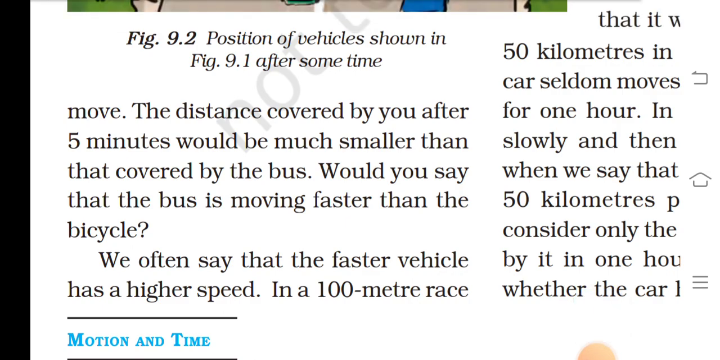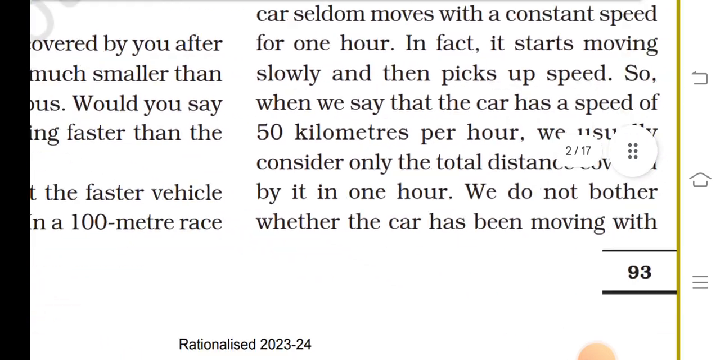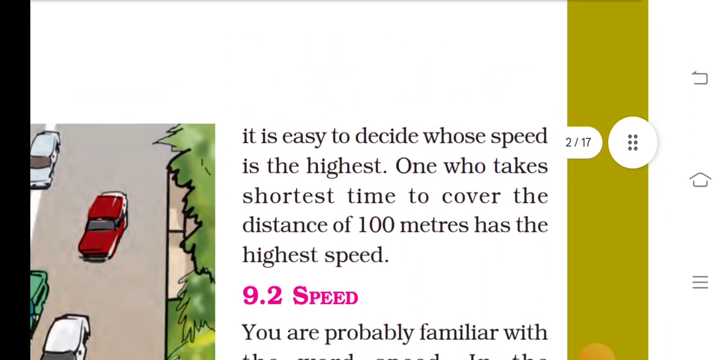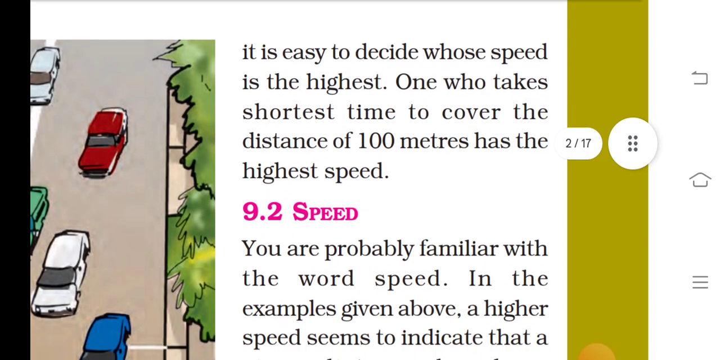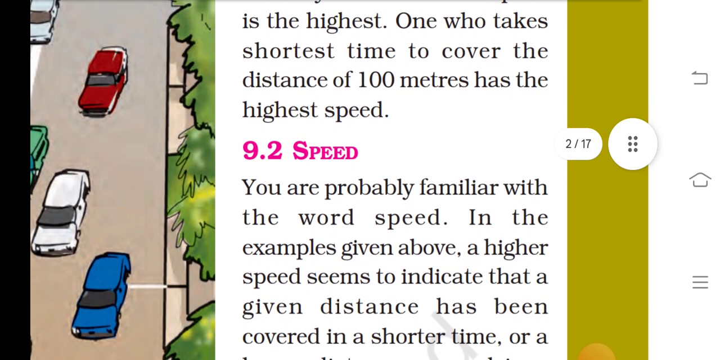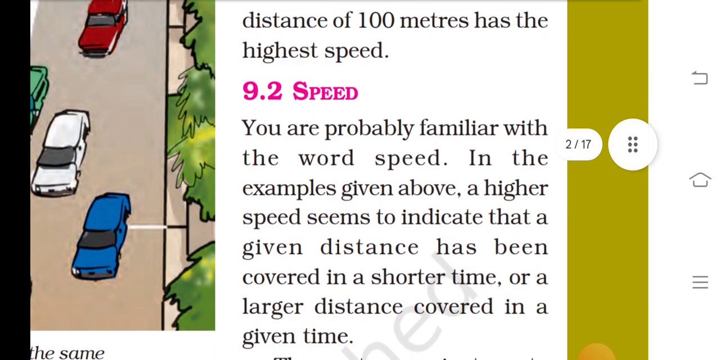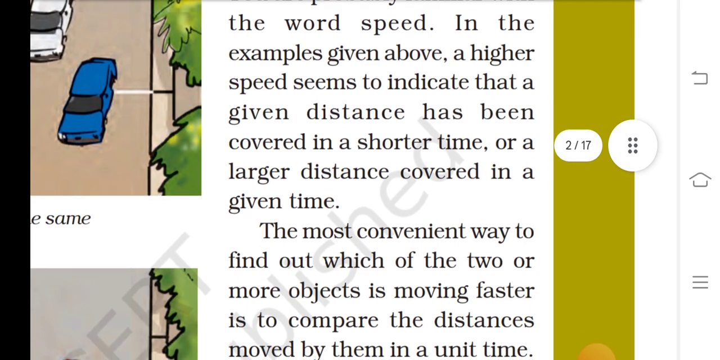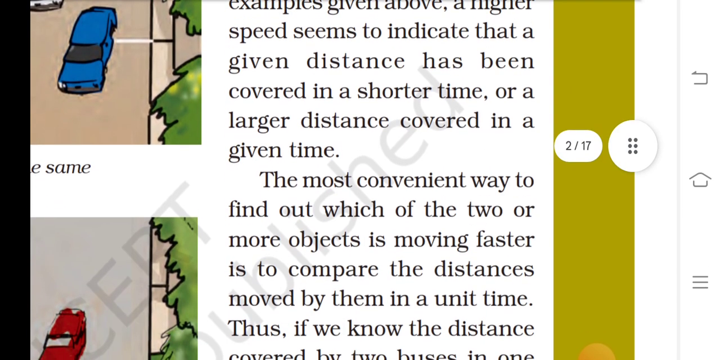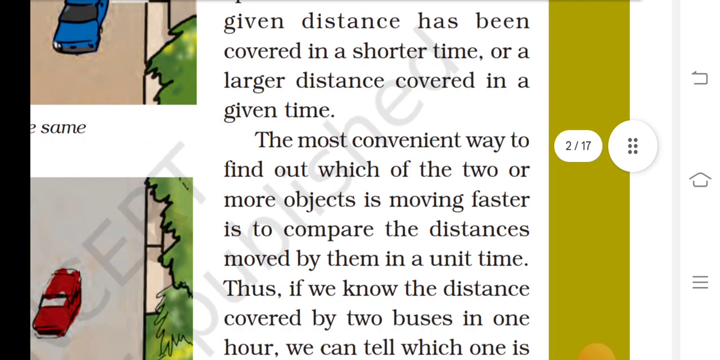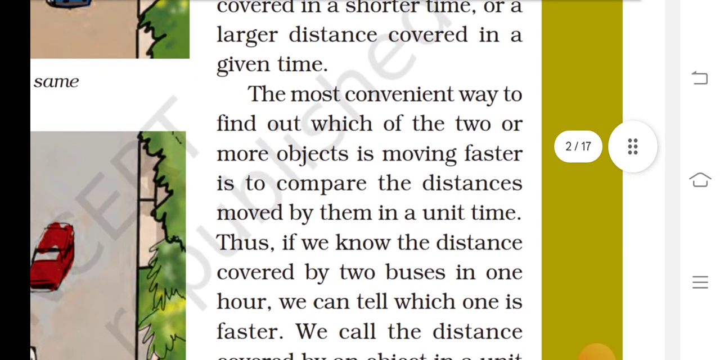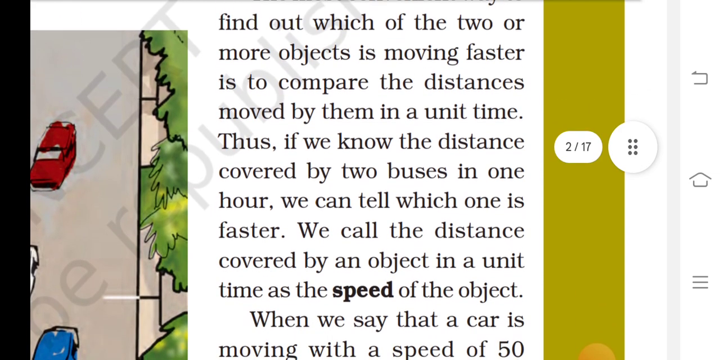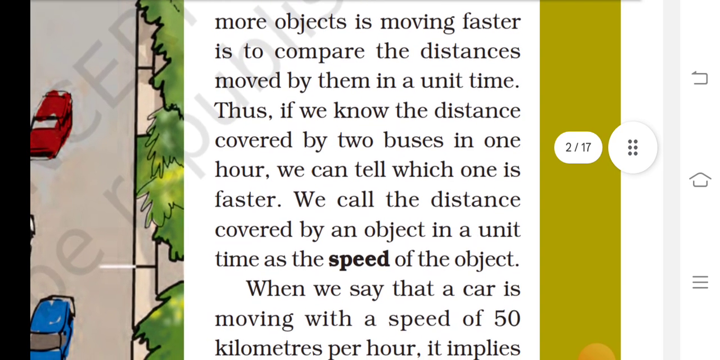We often say that a faster bicycle has higher speed. In a 100 meters race, it is easy to decide whose speed is the highest: the one who takes the shortest time to cover the distance of 100 meters has the highest speed. You are probably familiar with the word speed in the example given above. A higher speed seems to indicate that a given distance has been covered in shorter time, or larger distance covered in given time.